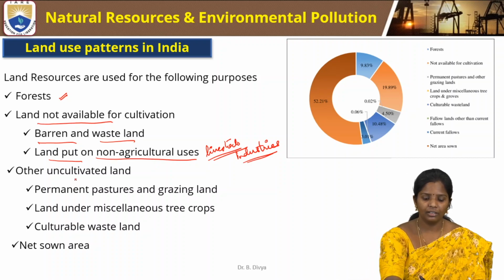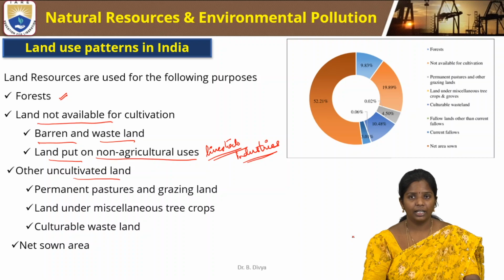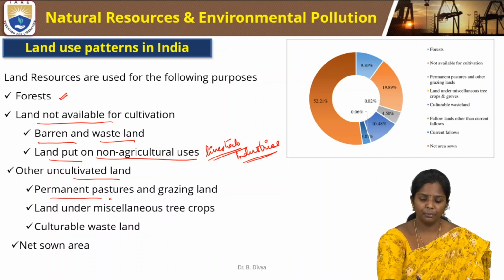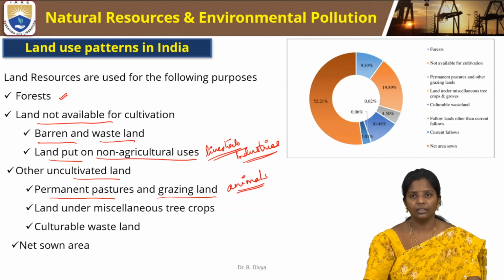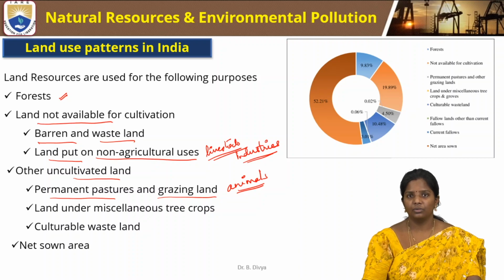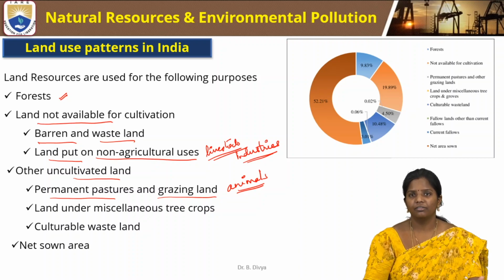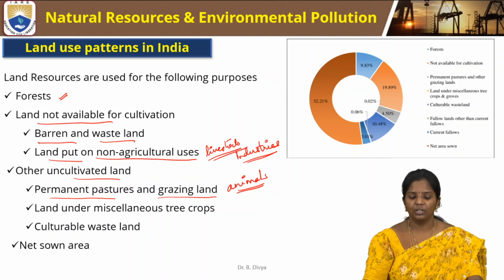Other uncultivated land is also present, wherein there are permanent pastures and grazing land, where animals graze. So they are also not in the cultivation field or the cultivation segment. Why? Because if we use the cultivated land and the grazing land together, the animals may graze upon the crops.